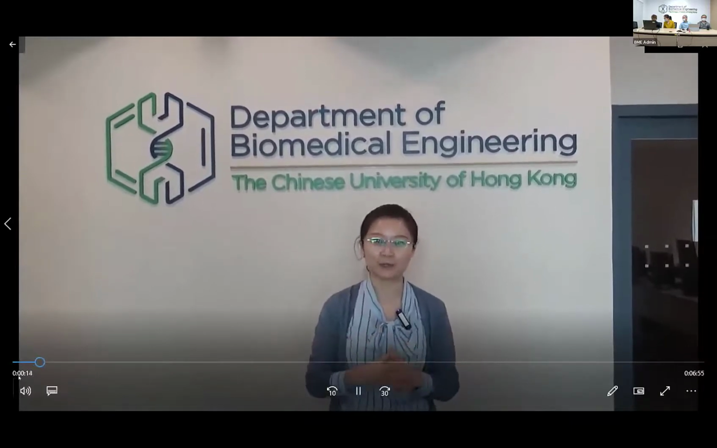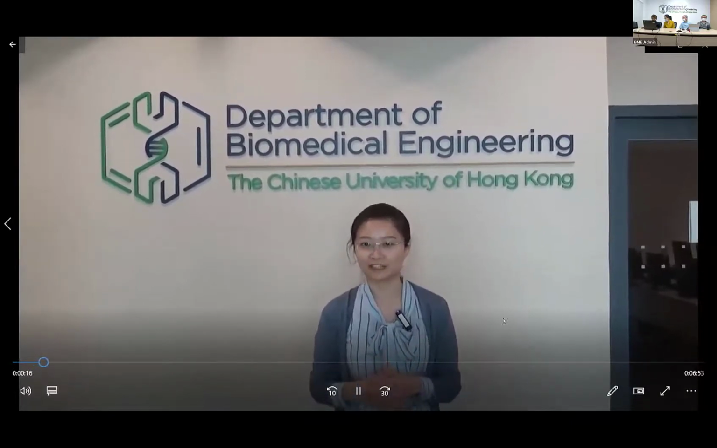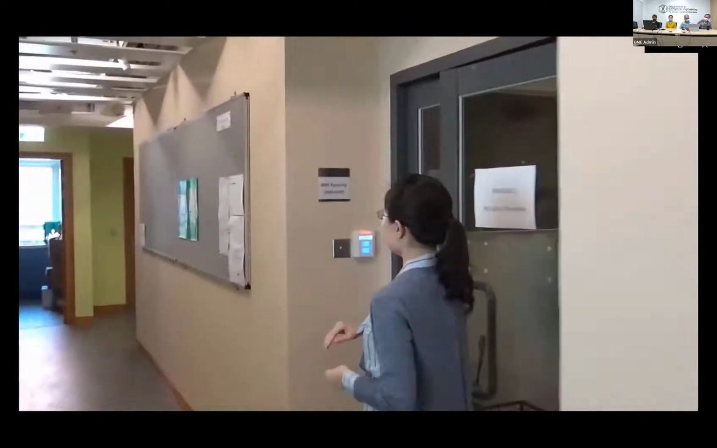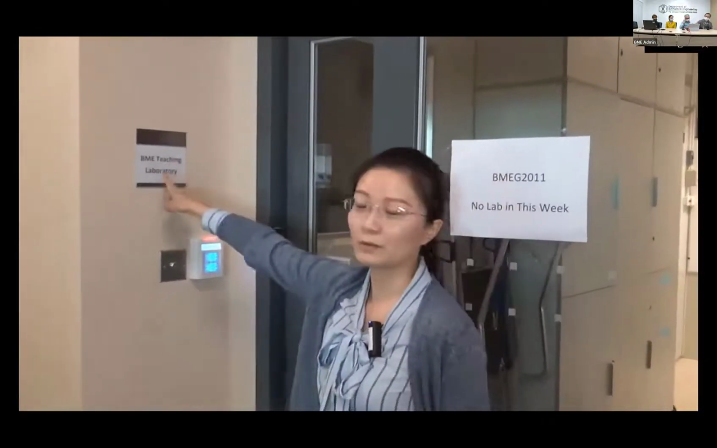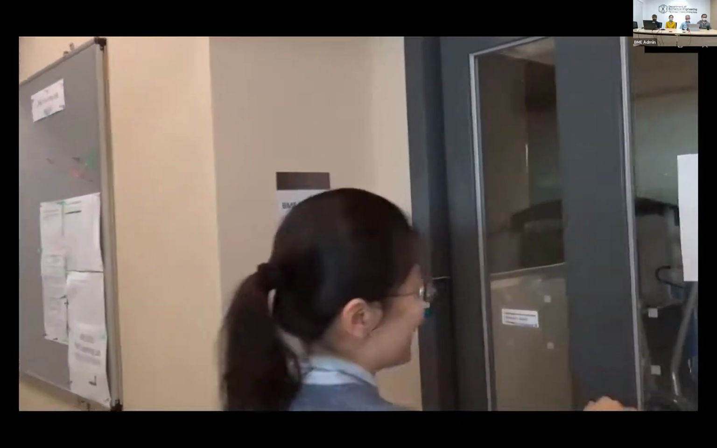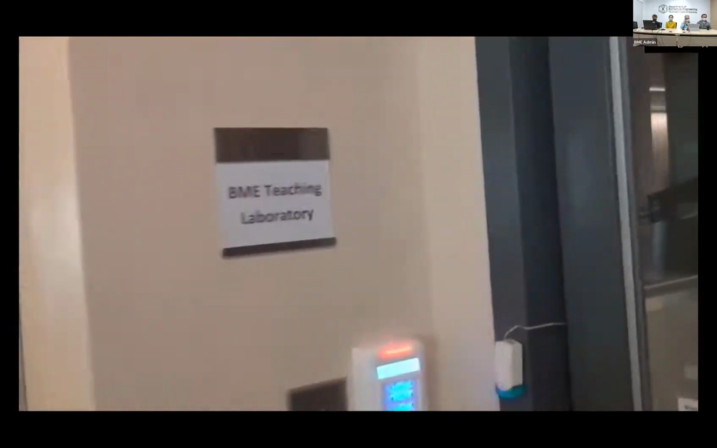Will provide a video tour to our department's teaching lab. So this is our department's tour. Moving with engineering building. And the teaching lab is to our right, to my right hand. So this way. So this is one of our entrances to the teaching lab. 1102 is the room number for our teaching lab. So let's enter this teaching lab.